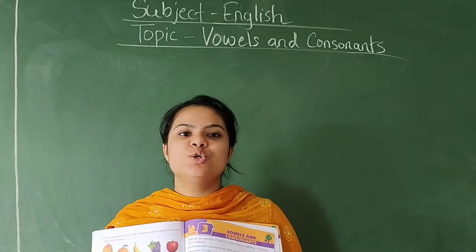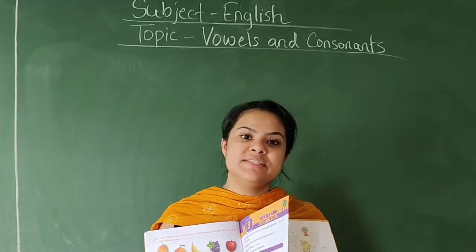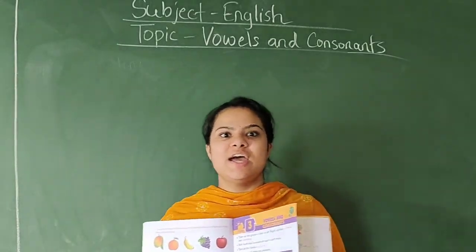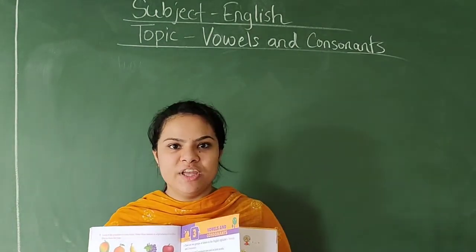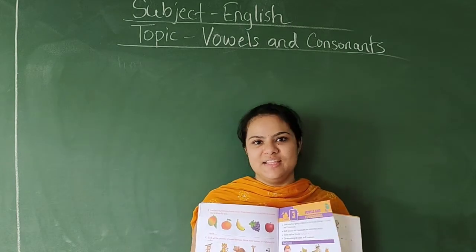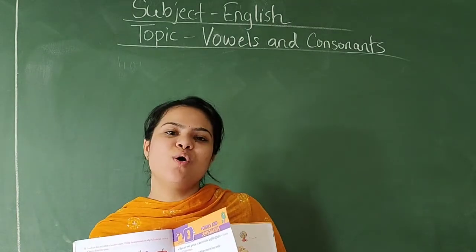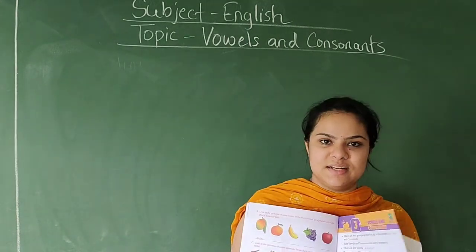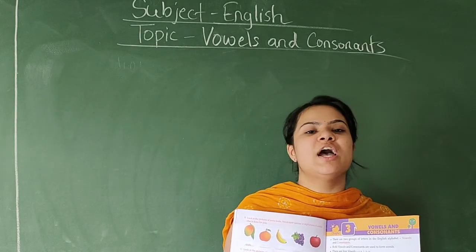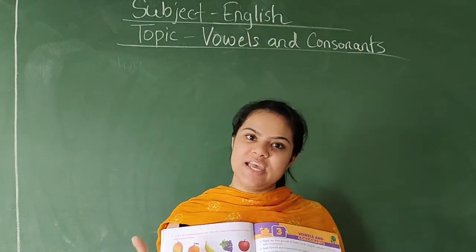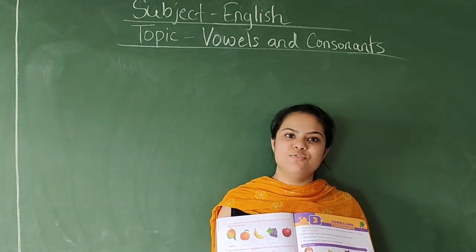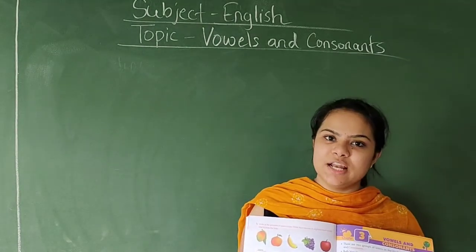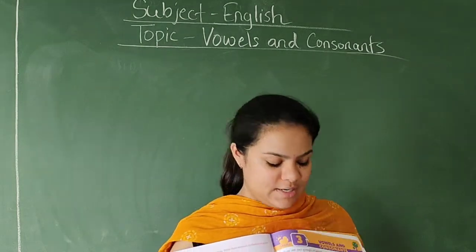The 26 letters of the alphabet are A, B, C, D, E, F, G, H, I, J, K, L, M, N, O, P, Q, R, S, T, U, V, W, X, Y, and Z. From all these we have 5 vowels, that is A, E, I, O and U. These are the 5 vowel letters, and the remaining letters are called consonant letters.